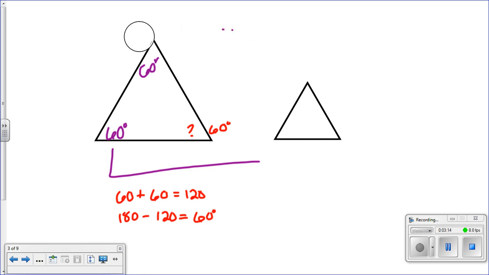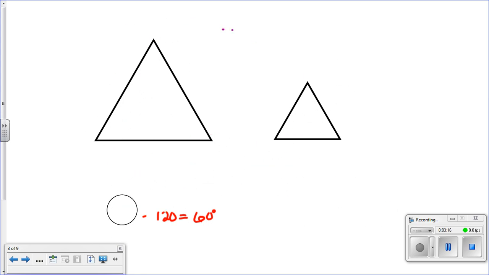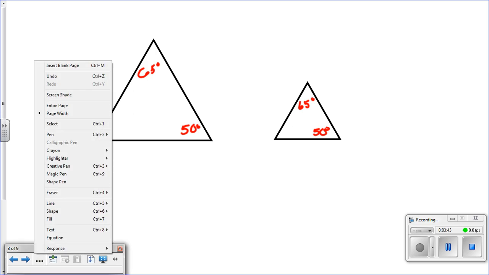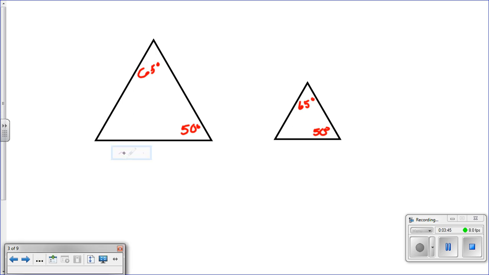So let me change this up just a little bit. Now this is not going to be drawn to scale. Alright, if I tell you that this angle right here is 50 degrees, and I tell you that this angle right here, up here is, we'll say 65 degrees, and this one's 50, and this one's 65, well, without doing any additional work, I know that the third angles must be the same. I know that this angle right here must be the same as this one.